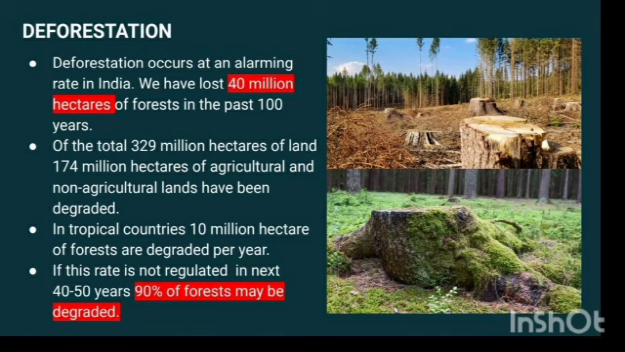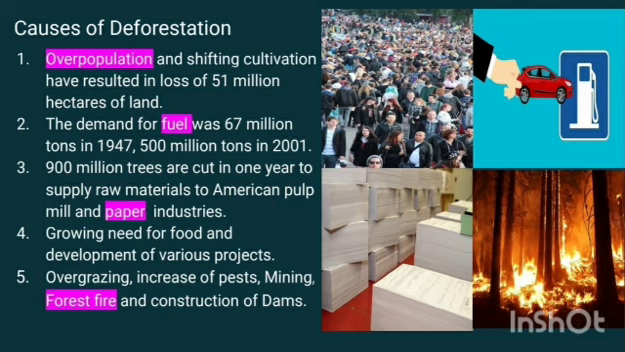Causes of deforestation. Overpopulation and shifting cultivation have resulted in loss of 51 million hectares of land. The demand for fuel was 67 million tons in 1947 and 500 million tons in 2001. 900 million trees are cut in 1 year to supply raw materials to American pulp mills and paper industries. Other causes: growing need for food and development of various projects, overgrazing, increase of pests, mining, forest fire and construction of dams.